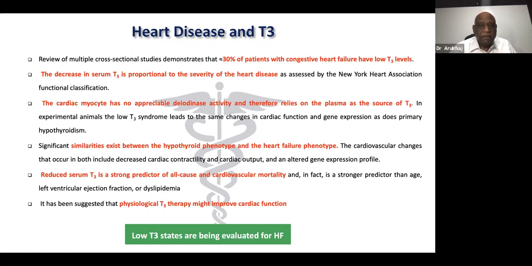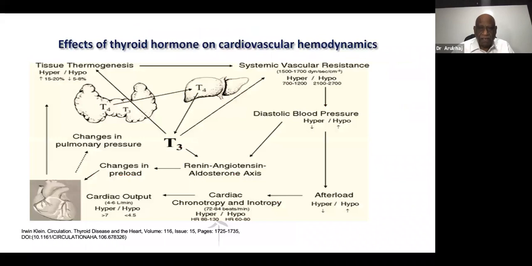The decrease in serum T3 is proportional to the severity of the heart disease. When the heart failure is very severe, T3 is very low. If it is very mild, T3 is also low. And cardiomyocytes have no appreciable deiodinase activity. Therefore, they rely only on the plasma T3 levels. And reduced T3 is a strong predictor of all-cause mortality and cardiovascular mortality. And supplementation with physiological T3 improves the cardiac function. Low T3 states are being evaluated for heart failure now.